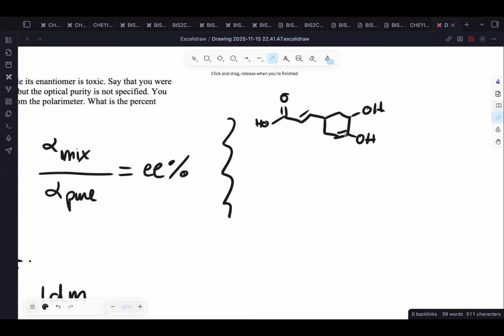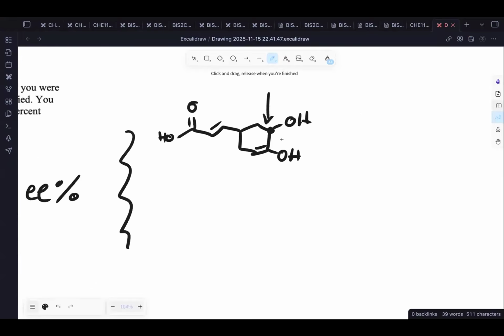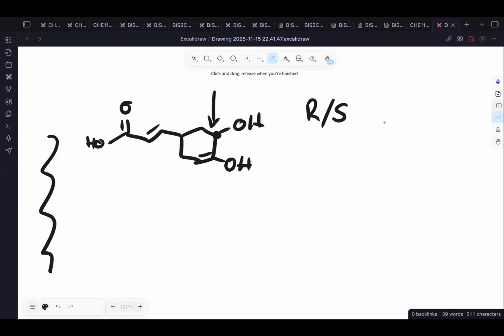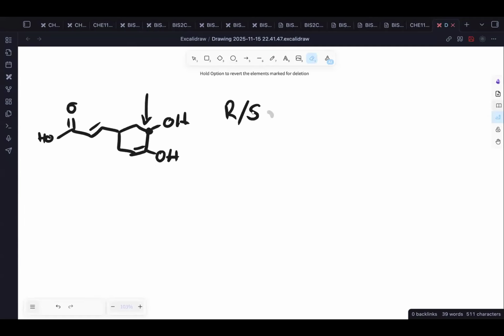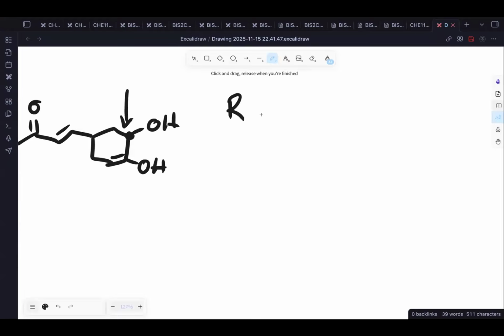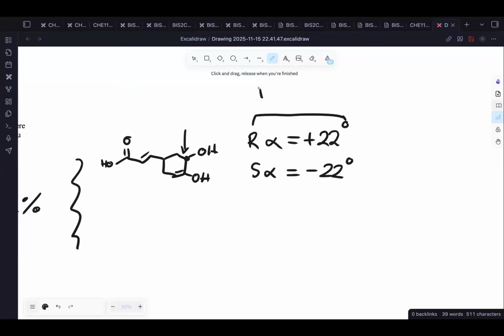Now, let's say for instance, this is the chiral center right over here. If there are two different isomers of that, they're going to be enantiomers to one another. That means there's going to be an R and an S, and they're going to have opposite values. So let's say the pure form, and this is a complete hypothetical, not real whatsoever, let's say the R's alpha is equal to plus 22 degrees. That means that the S alpha is going to equal negative 22 degrees. And these are pure values, okay?